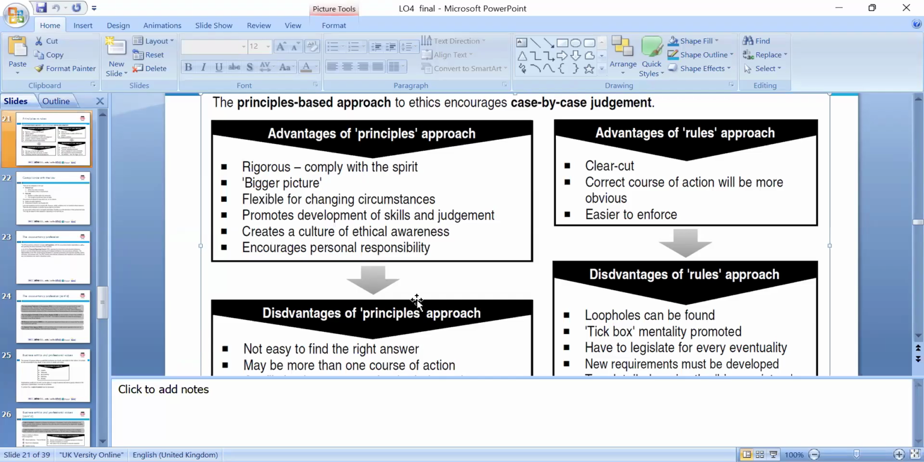Now the rule-based approach. The principle-based approach is rigorous, looks at the bigger picture, is flexible, creates cultures, and encourages. When we say rules, like GDPR, the Health and Safety Act, the National Minimum Wage, these are all rules, and a rule is a clear-cut, correct course of action, obvious, and easier to enforce.